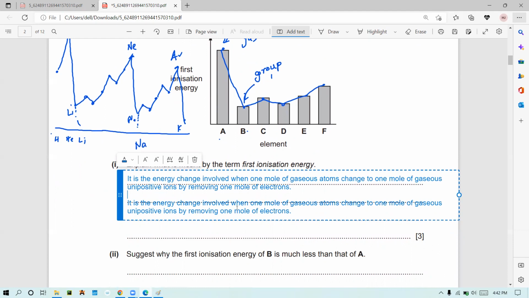It is an energy change involved when 1 mole of gaseous atoms change to 1 mole of gaseous unipositive ions by removing an electron from each atom. Learn both, but write only one.